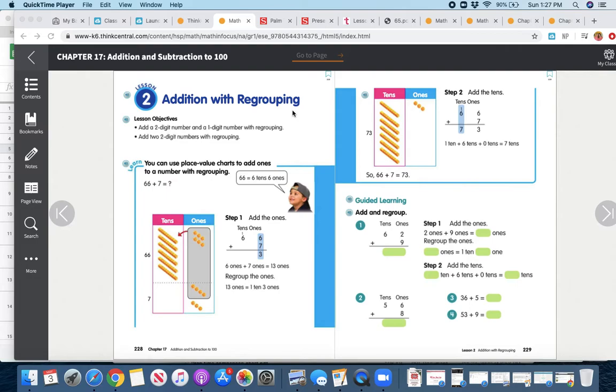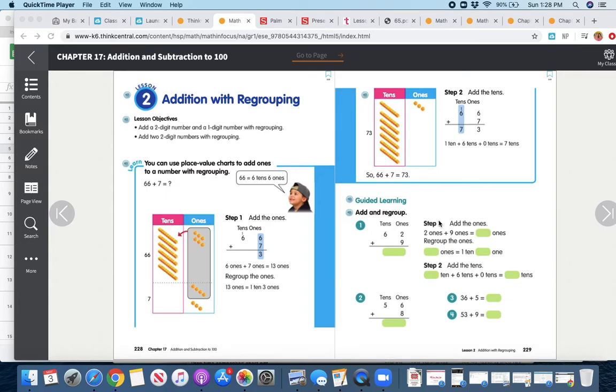Regrouping means you have more than, in this case, more than 10 ones. So you need to trade 10 ones for a 10. And when you do that, it goes into the tens place. So there are some good examples in here.